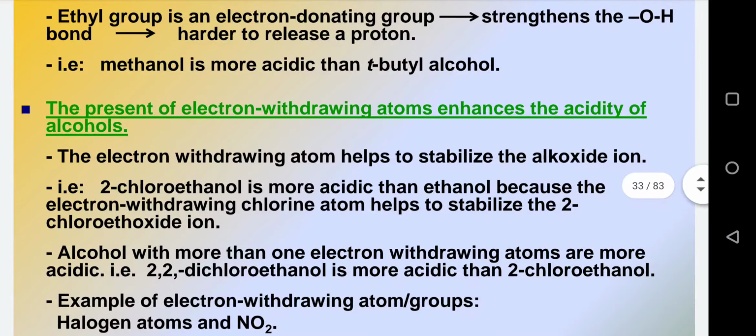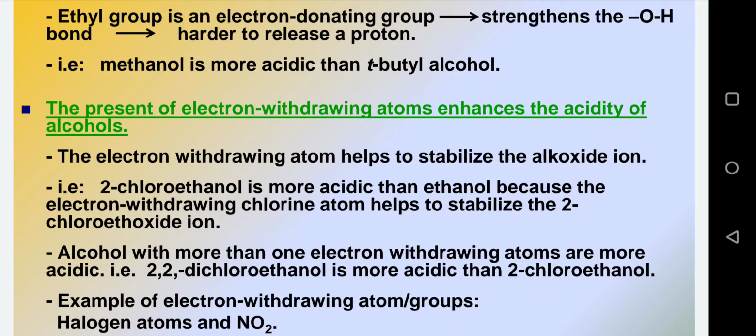Next, the reverse will be there with the presence of electron withdrawing atoms. Why, in the presence of electron withdrawing atoms, is there an enhancement of the acidity of alcohol? The reason is totally reverse of the above, that is, with the presence of an electron withdrawing atom on any particular alcohol, it stabilizes the resultant alkoxide ion. With the help of its minus I effect, there will be the dispersal of the charge, and with the dispersal of the charge the ion will get stabilized.